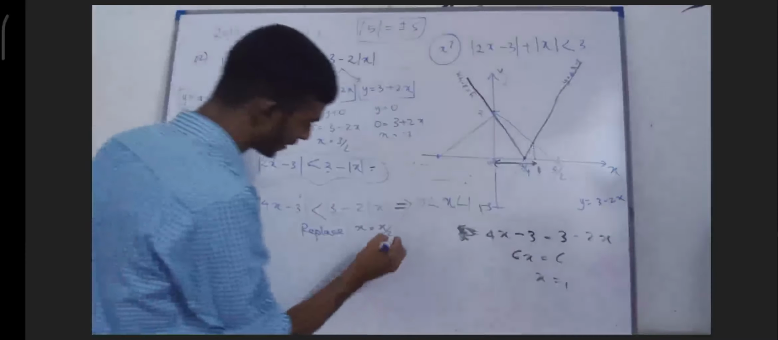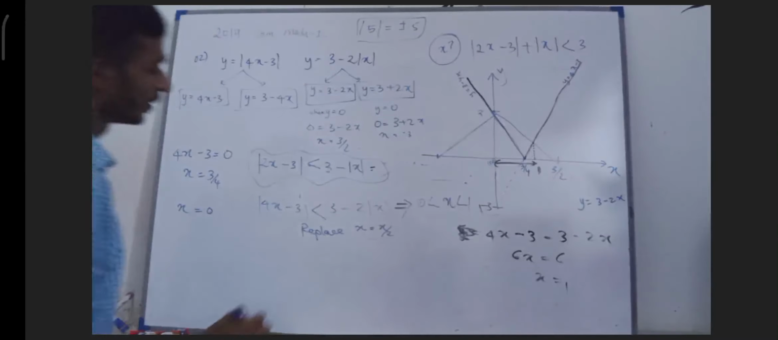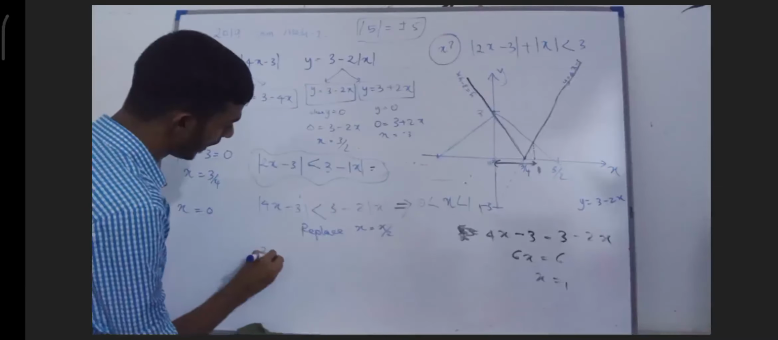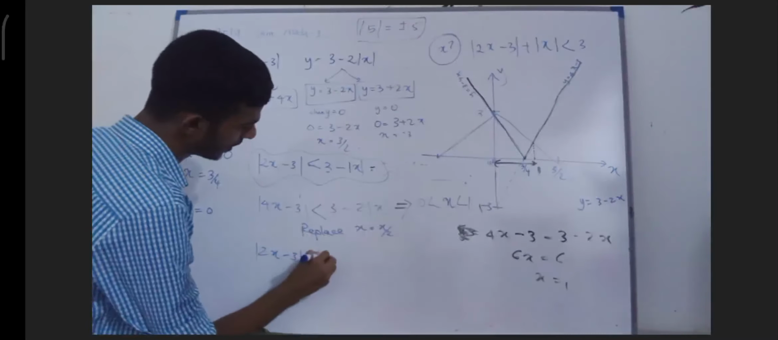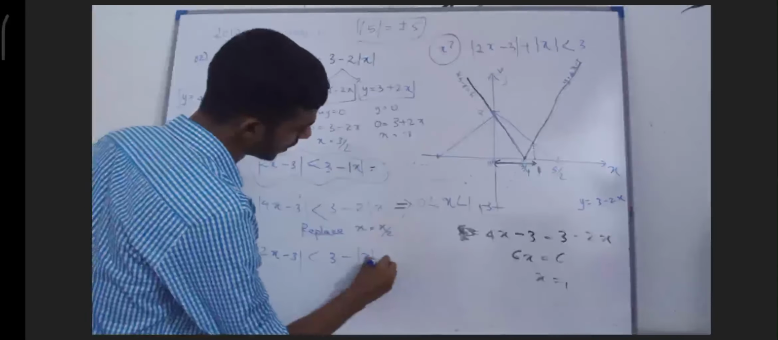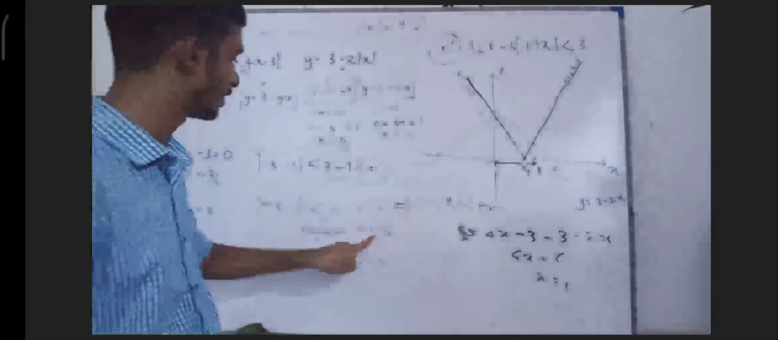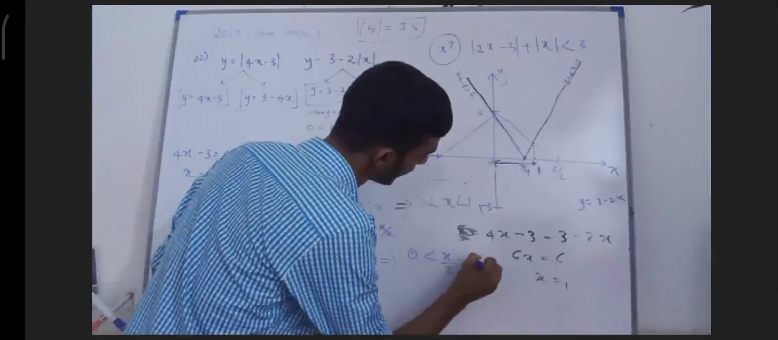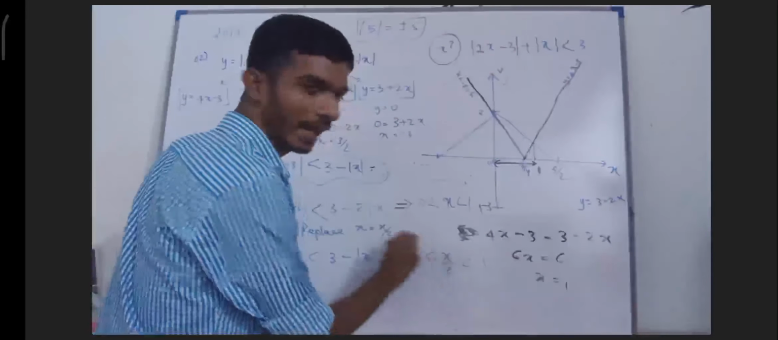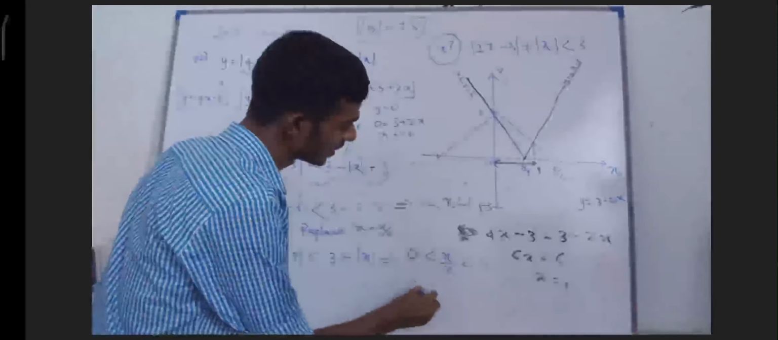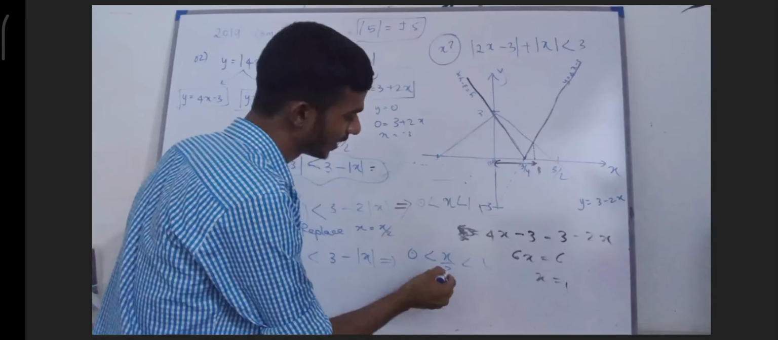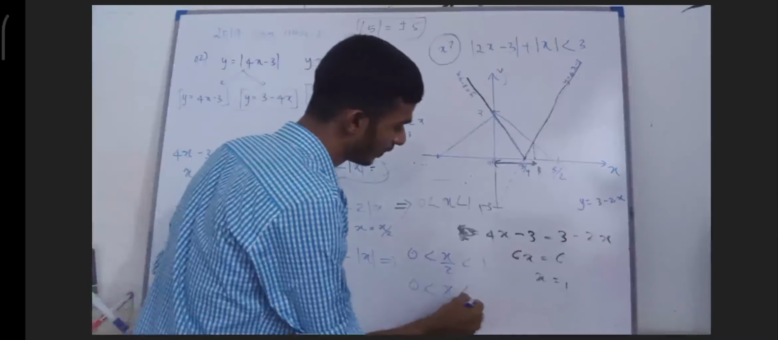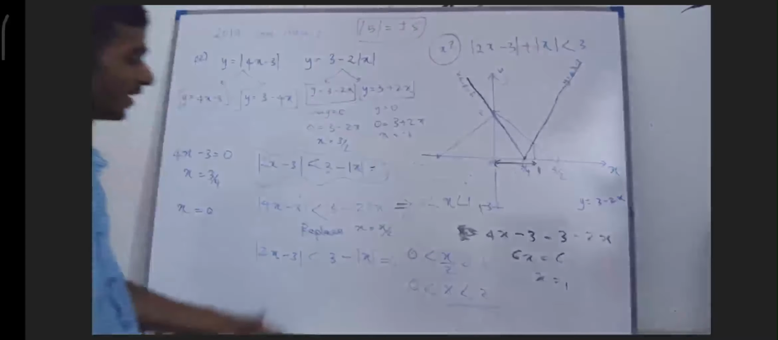So replace x is equal to x by 2. So this will become mod of 2x minus 3 less than 3 minus mod of x. So the range also will change, so instead of x we can put x by 2. 0 less than x by 2 less than 1. So I need x value. So 0 less than x, so I just multiply this 2 by 0 and 1, so I will get 2. So this is the x value satisfying this inequality. Hope you have understood the second question also.